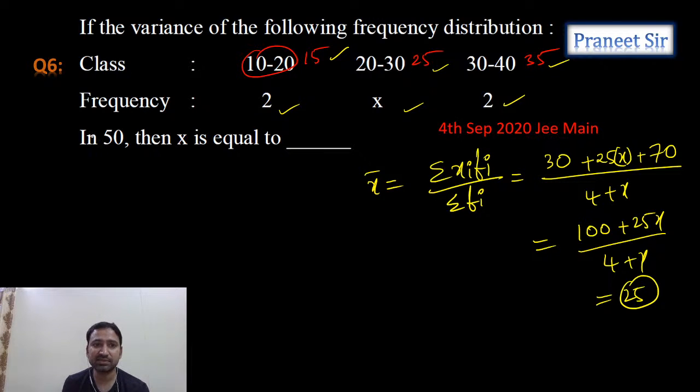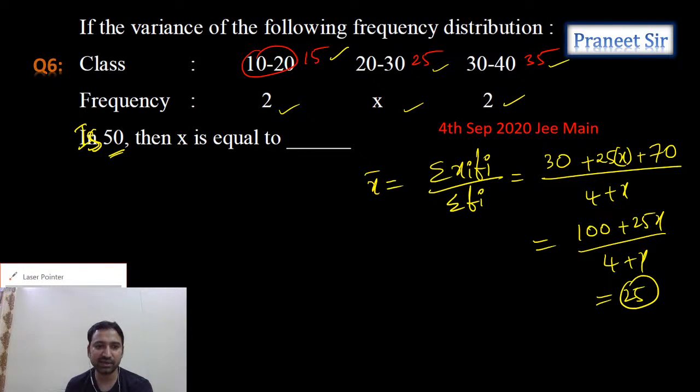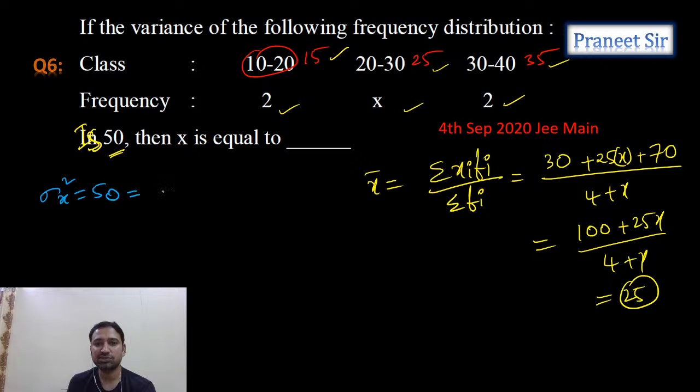So I think variance is given as 50. So what is the value of x? Let's equate variance to 50. Variance sigma x square is equal to 50. So tell me guys, what is the formula to calculate variance? This is sigma xi square into fi by sigma fi.